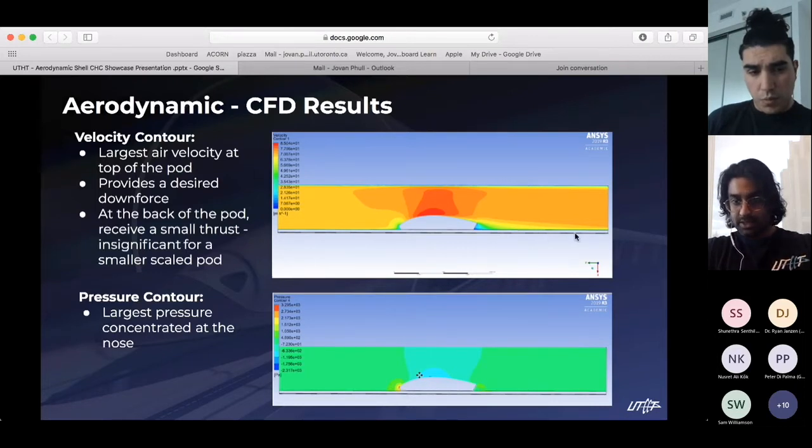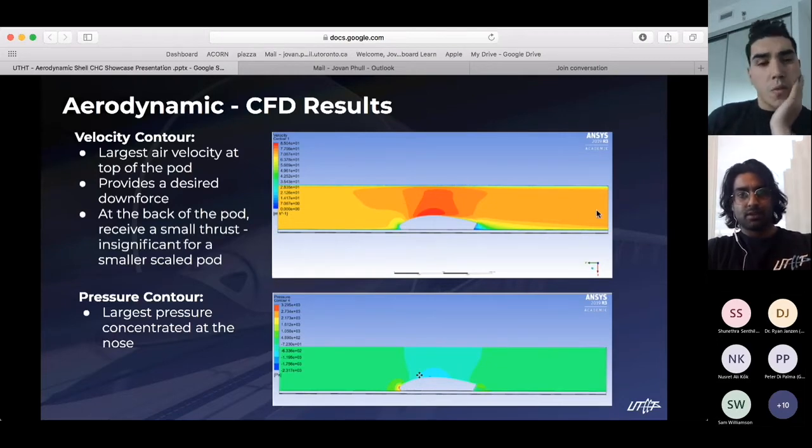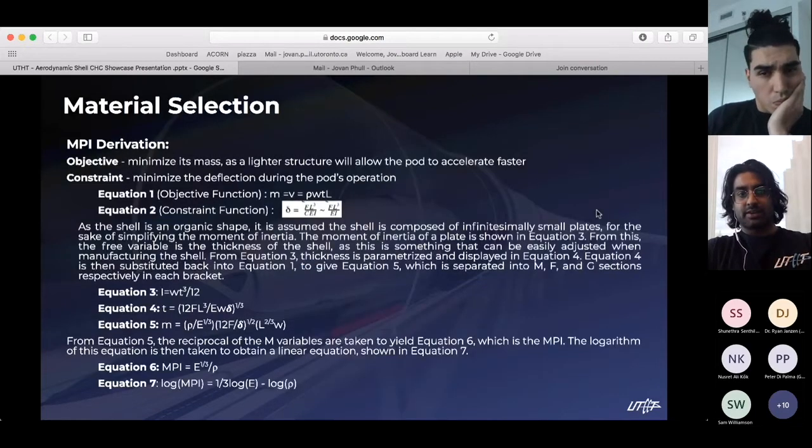And one thing I'd like to note is you see this long tube. We have about 2 to 3 meters on either side, the front and the back of the pod, which allows for a nice flow to be simulated in ANSYS itself. So that's it for the aerodynamics and CFD section, and the next section leads into the material selection.